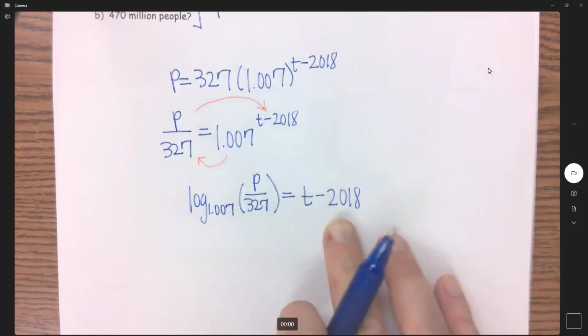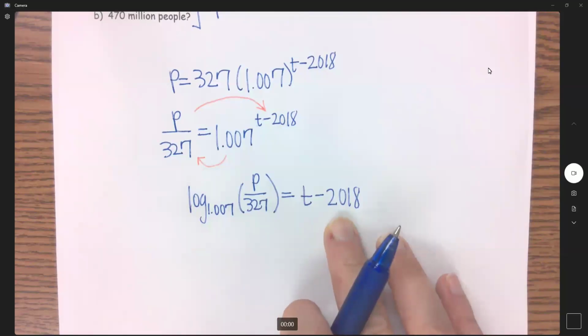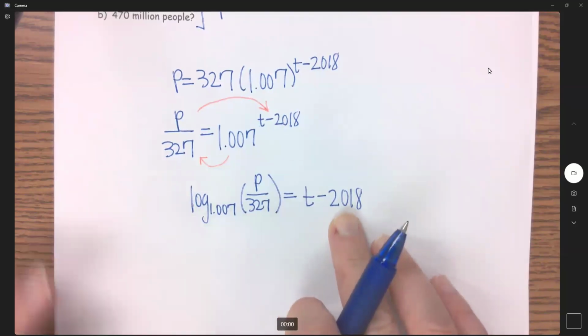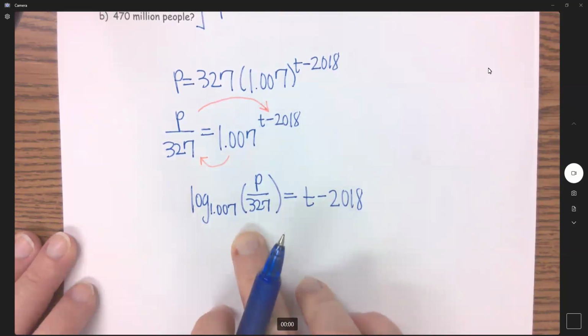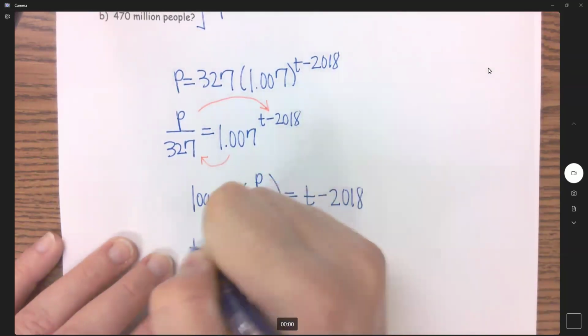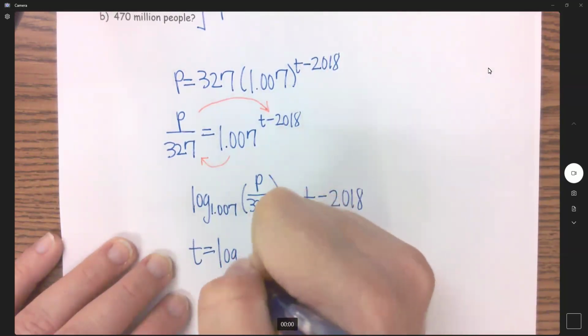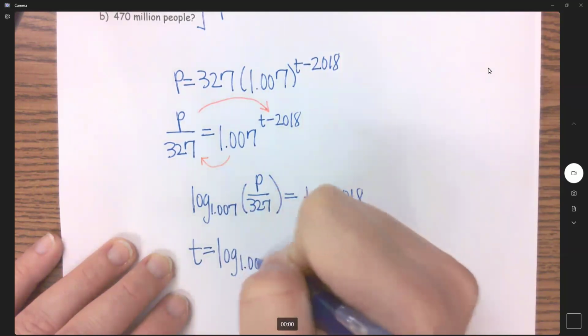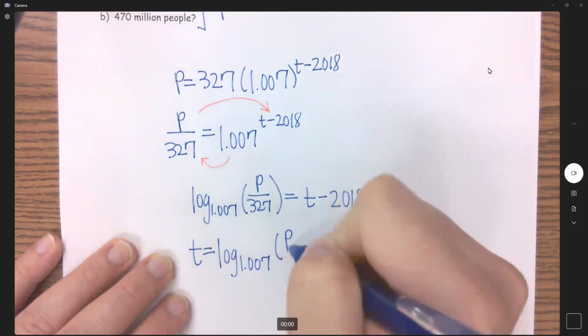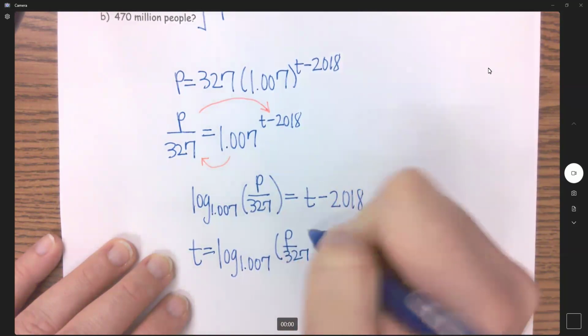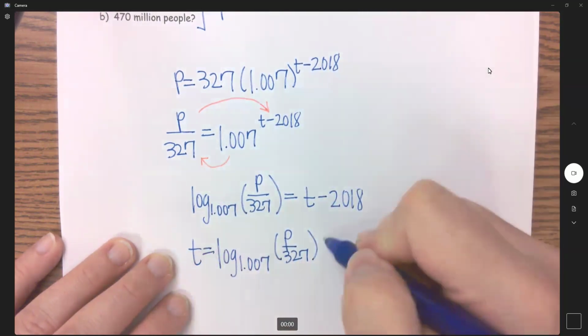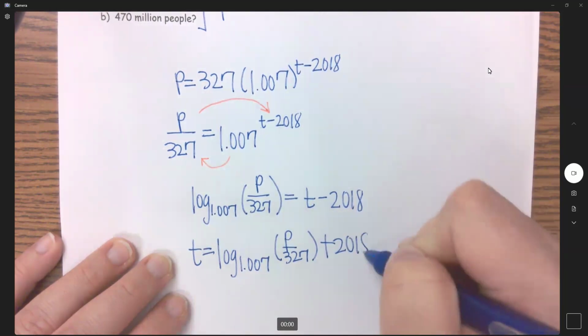Step 3 is to solve. Now, last time when we rewrote it, it was already solved for T. Now it's not solved for T. So now I need to add that 2018 over. So we're going to have T equals log base 1.007 of P over 327. I'm adding it over, so plus 2018.